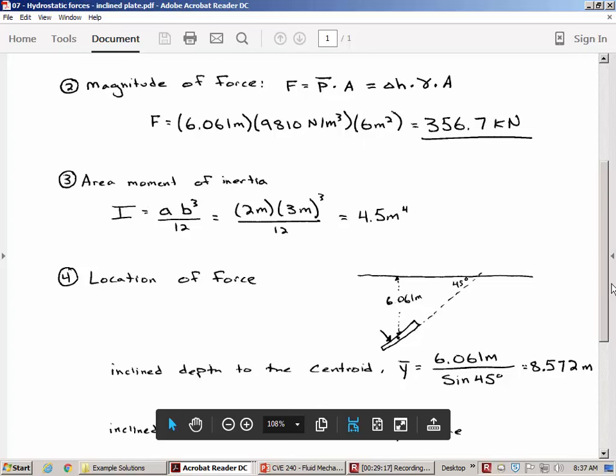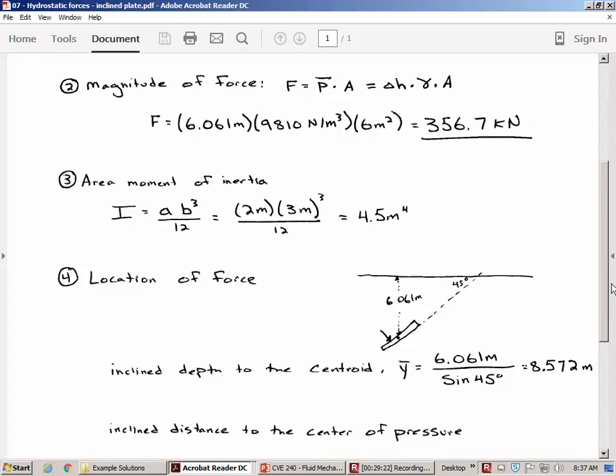But what I really want to know is the inclined distance to the center of pressure. Why? What's special about the center of pressure? That's where the force is located, right? So we know the magnitude of the force already, but we want to know where the force is actually pushing on the gate. And it pushes on the gate at the center of pressure. It doesn't push on the gate at the centroid. It pushes below the centroid. The center of pressure is always below the centroid, sometimes by a little, sometimes by a lot. The deeper into the water this plate is, the closer those two distances get together.